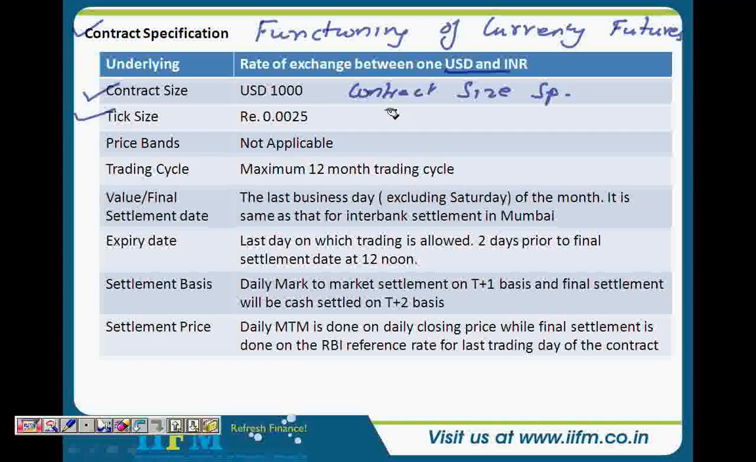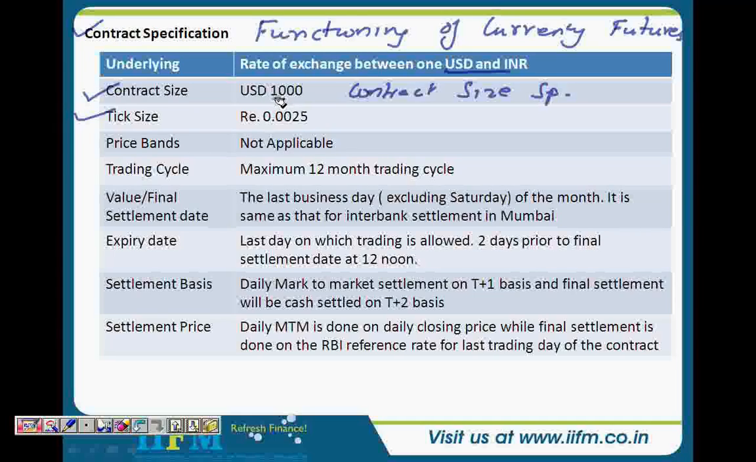So the minimum contract size is $1,000, and you can take contracts in multiples of $1,000. If you want to hedge a risk of, say, $5,000, you need to take 5 contracts. So it has to be in multiples of 1,000. This means around 45 to 50,000 rupees is what you're looking at from the contract size.